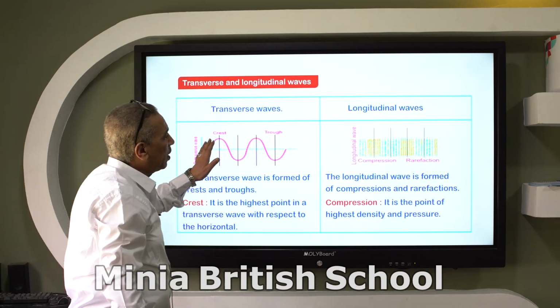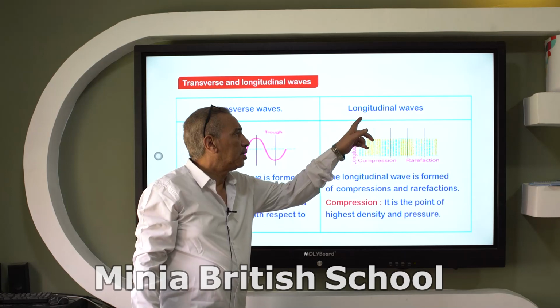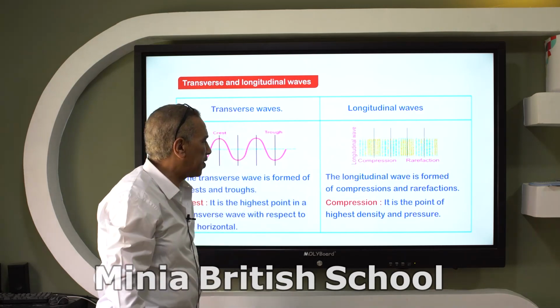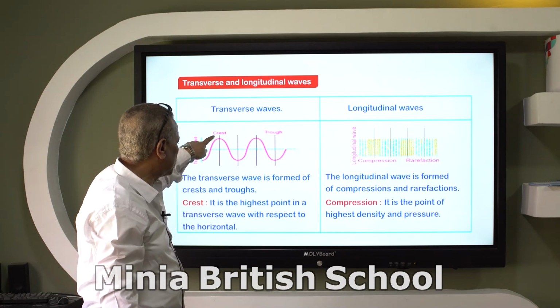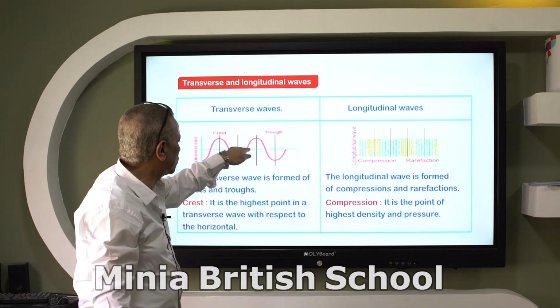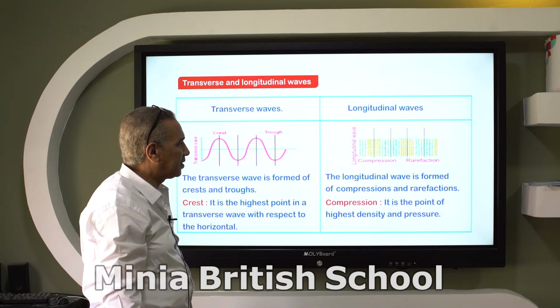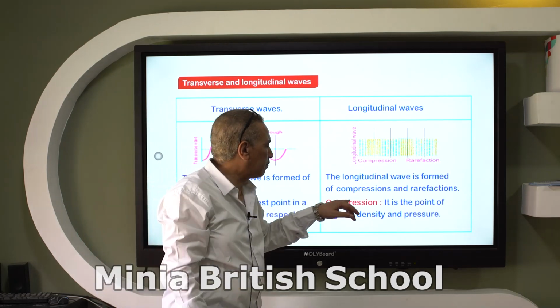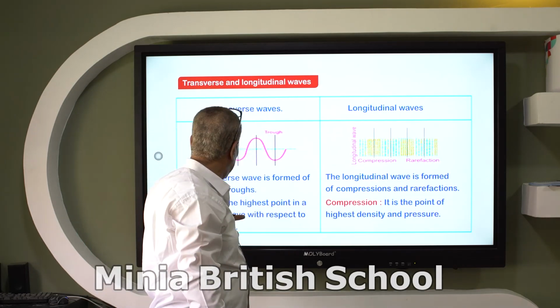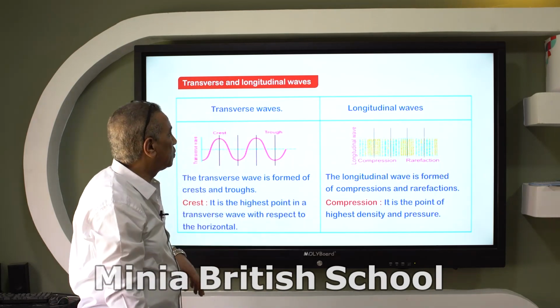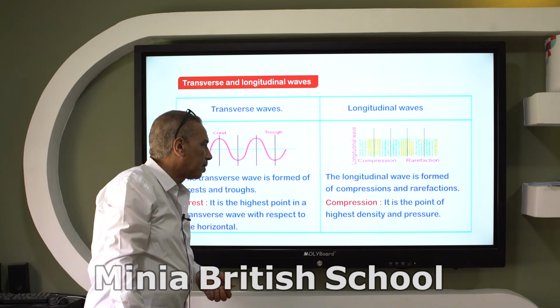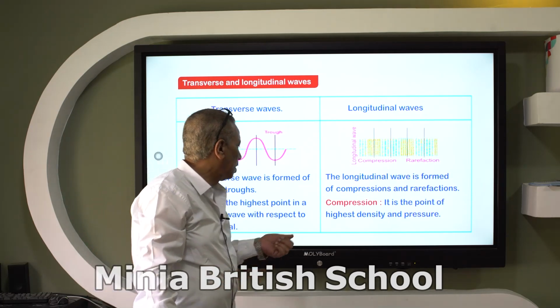Here, the transverse waves consist of crest and trough. The longitudinal waves consist of compression and rarefaction. Crest is the highest point in the transverse wave with respect to the horizontal axis or plane. In the case of the longitudinal wave, compression is the point related to the longitudinal wave for the crest.